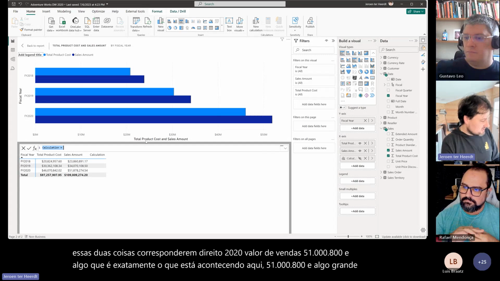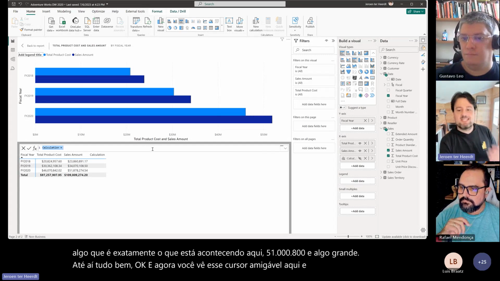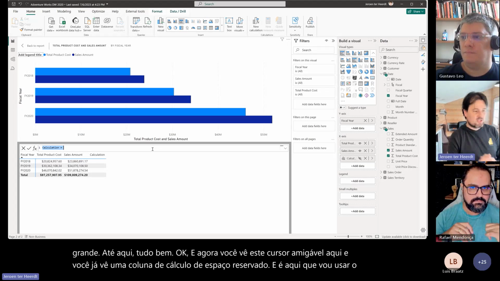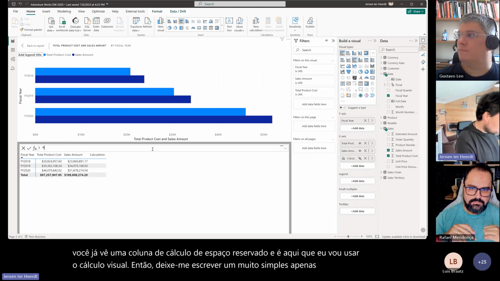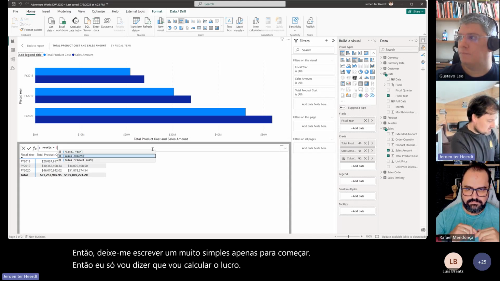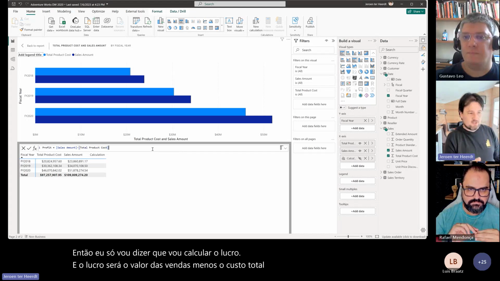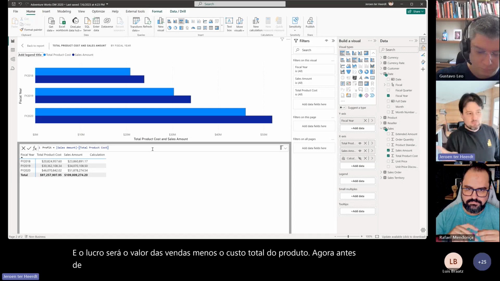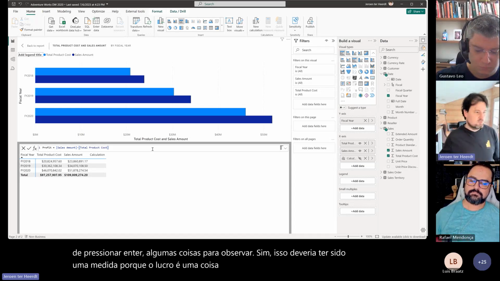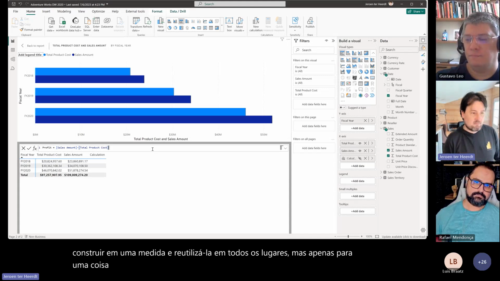Now you see this friendly cursor over here, and you already see a placeholder calculation column. This is where I'm going to use visual calculation. Let me write a very simple one just to get started. I'm going to calculate profit, and profit is going to be sales amount minus total product cost. Before I press enter, a couple things to note. Yes, this should have been a measure, because profit is such a basic thing that I should build into a measure and reuse everywhere. But this is just an easy example.